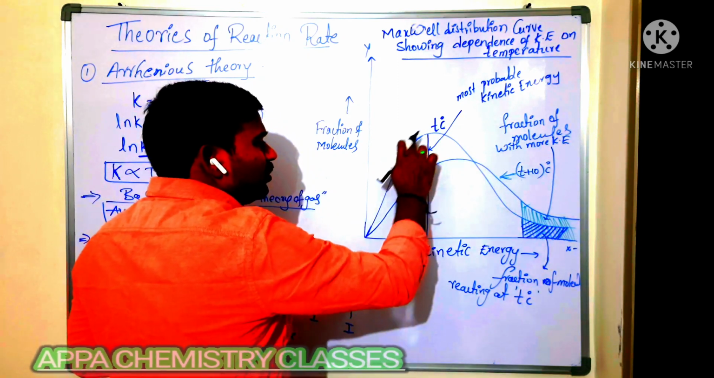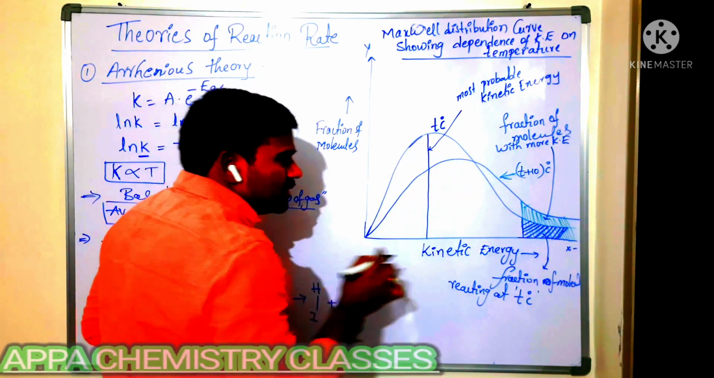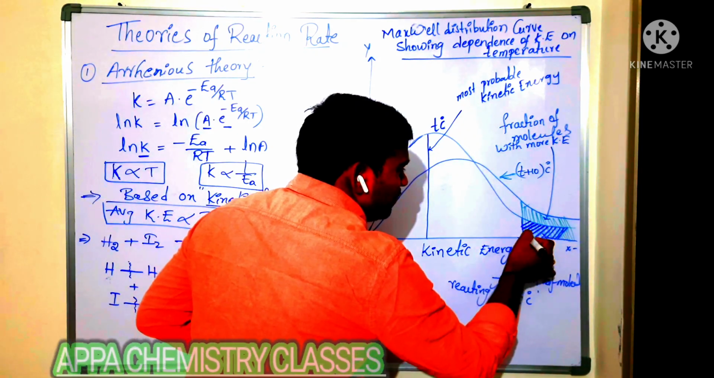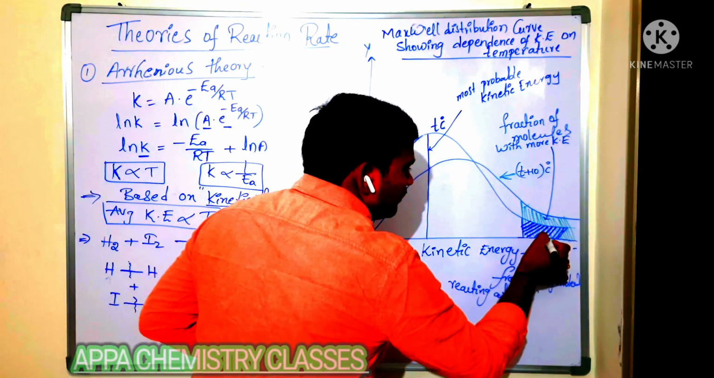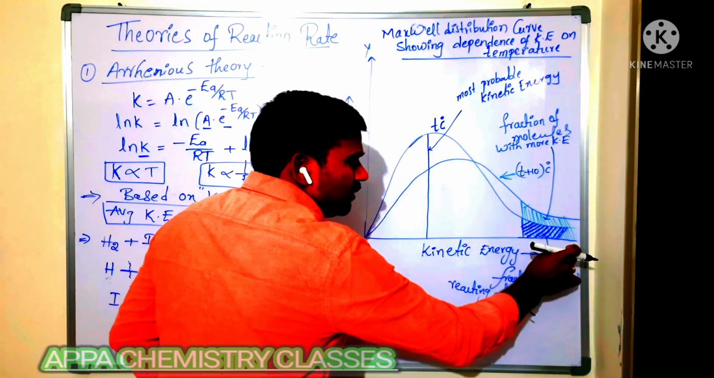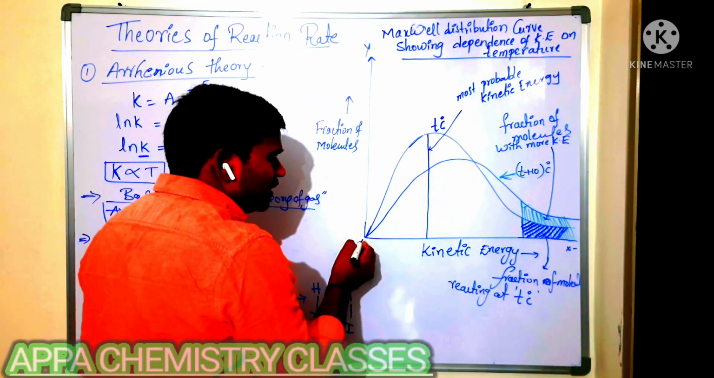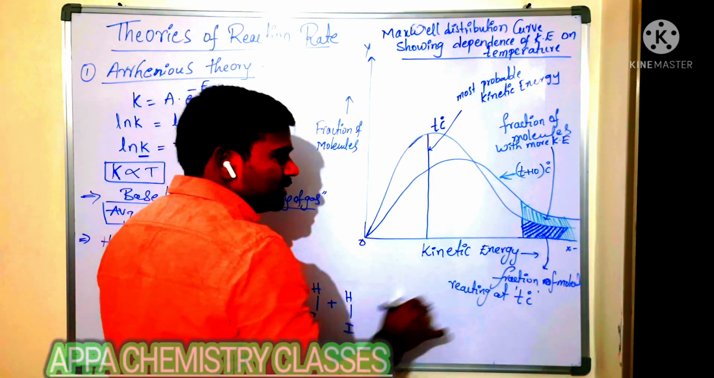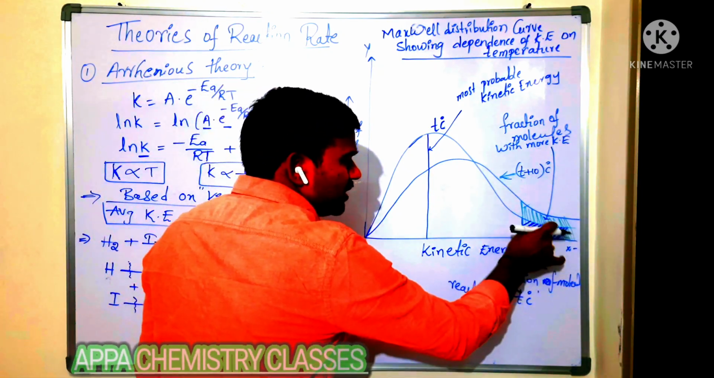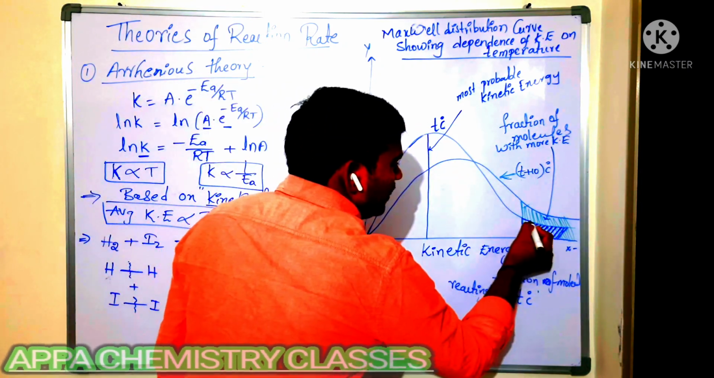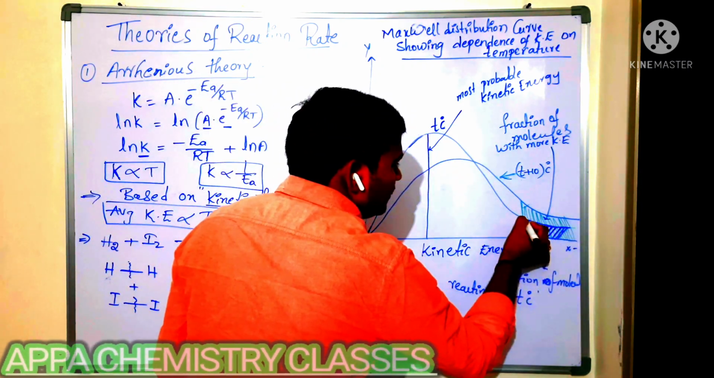It requires more activation energy, and you see these are the fraction of molecules which have more kinetic energy. Whenever we go this side, kinetic energy increases from the origin to this side. These are the particles which have more kinetic energy at T degree Celsius.